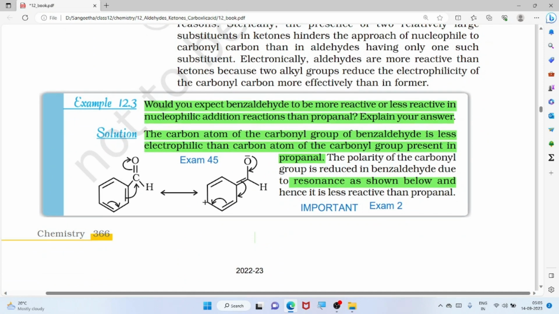Would you expect benzaldehyde to be more reactive or less reactive towards nucleophilic addition than propanal? Benzaldehyde is an aromatic aldehyde, and propanal is an aliphatic aldehyde. Explain the reason: because of resonance, the aromatic aldehyde is less reactive than propanal, the aliphatic compound. The carbonyl carbon in benzaldehyde is less electrophilic than the carbonyl carbon in propanal because of this resonance. That is why benzaldehyde is less reactive than propanal.